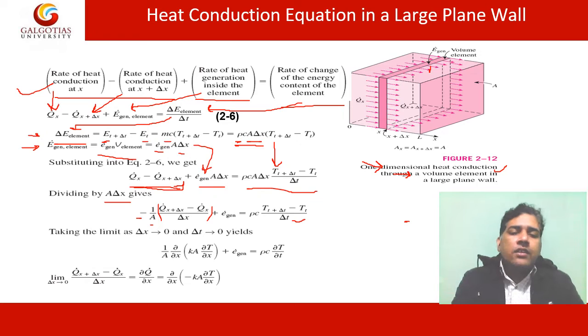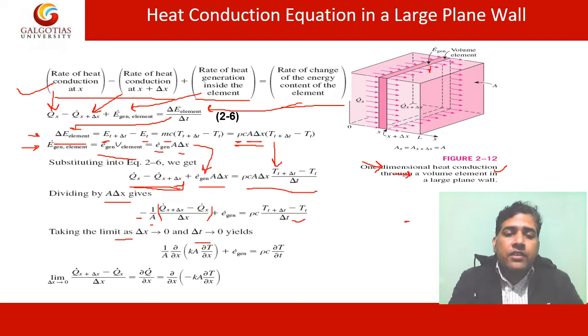Taking the limit as delta x tending to 0 and delta t tending to 0, we can write this equation in the partial differential form: 1 upon A del over del x of kA del T over del x. In this way we can rewrite this equation. What is this quantity, q at x plus delta x minus q at x, upon delta x? It has come from Fourier's law.